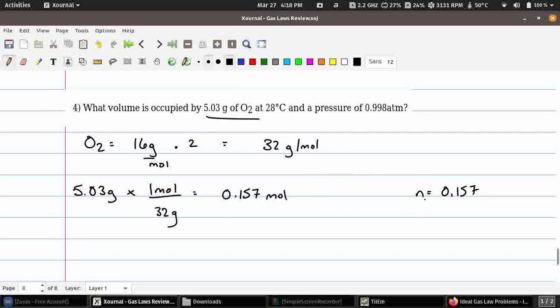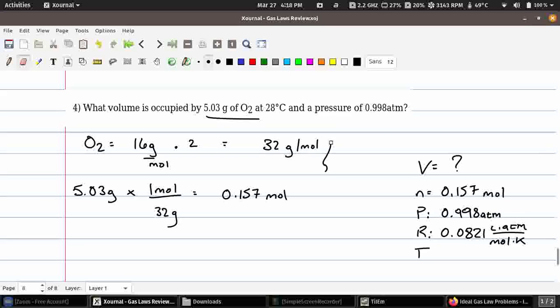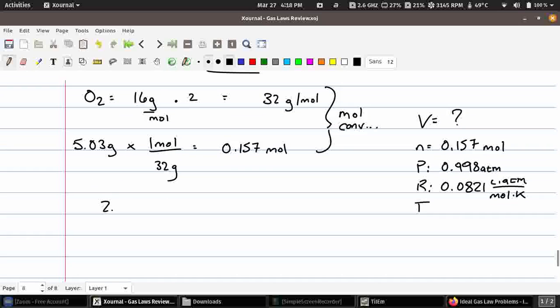All right, so we have pressure. Luckily, we don't have to convert that. That's 0.998 atm. This is mole. We are trying to find volume. We don't know what that is. R is the same. Okay, and then temperature, we have to convert. So I'm going to label this. So we have 28 degrees Celsius. You have to convert it to kelvins.